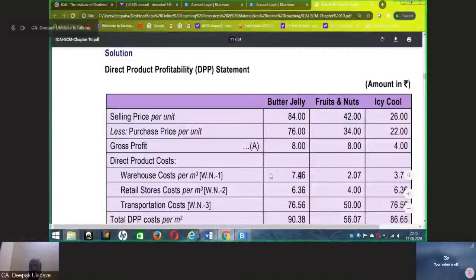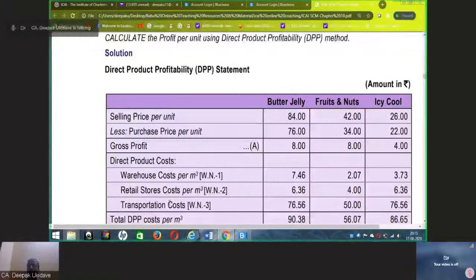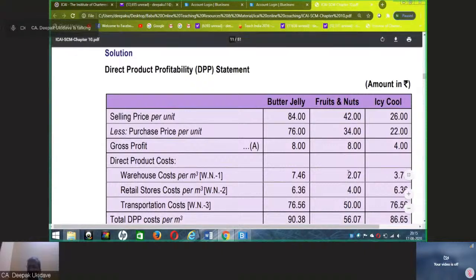Now direct product cost we also apportion among the products. So warehouse cost, retail stores cost and transportation cost. We will make one working note for each of the three costs. So we will prepare working note 1 for warehouse cost, working note 2 for retail stores cost and working note 3 for transportation cost. Now let us go to the working notes to understand these calculations. So warehouse cost. Let us understand warehouse cost, how it is calculated.